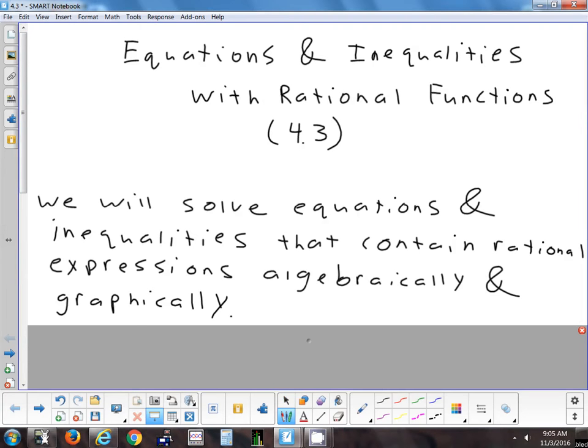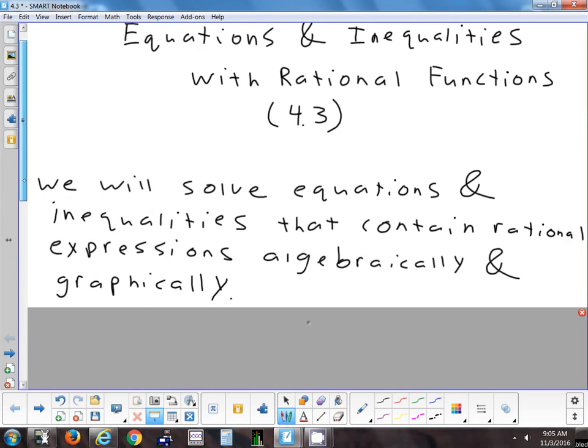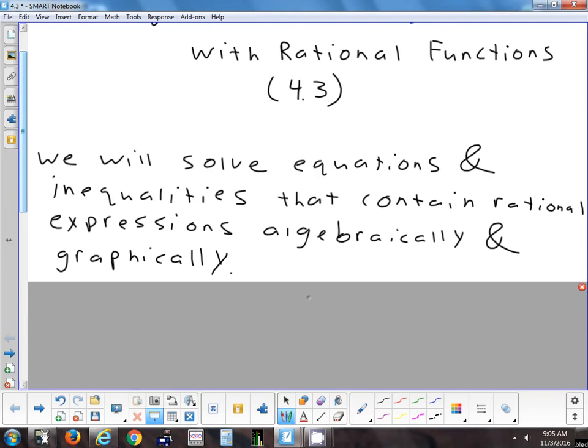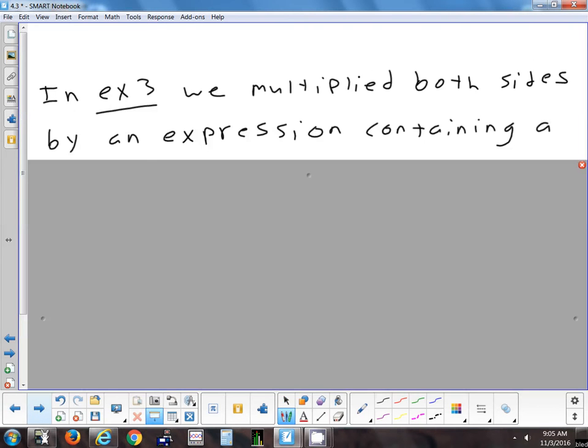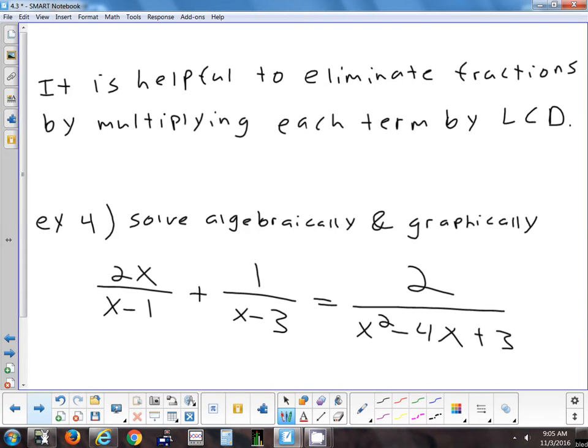If it's a simple enough problem and we can factor it, then we can solve it with algebra. But if it becomes too complicated, we're going to have to use the graphing calculator. So the very last problem, we'll use the calculator. And all the problems that we solve are all going to have rational expressions. So what that means is we're going to look at problems like that. All of the problems we solve have variables and they have fractions.